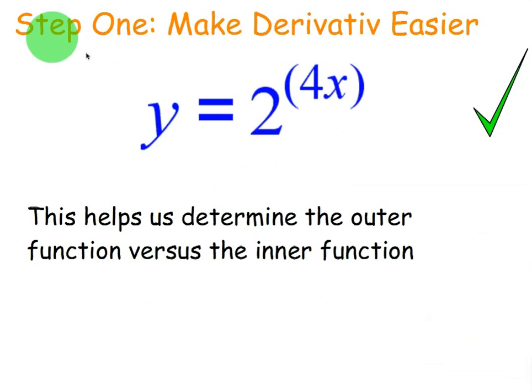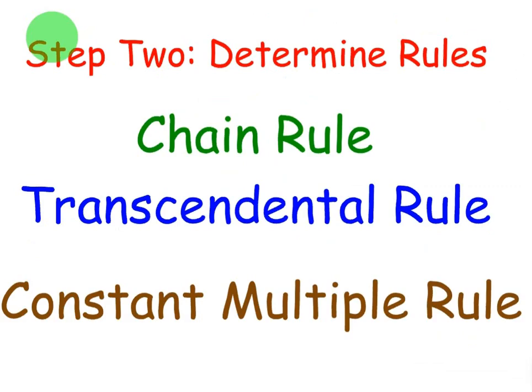Remember, always make the derivative easier if possible. So I put parentheses around my 4x to basically help me understand that that's my inside function, and we will go from there. Which rules are we going to use? We're going to use the chain rule. We have a function inside of a function. We're going to use a transcendental rule, meaning it's exponential or logarithmic. We're going to use the constant multiple rule since it's 4x.